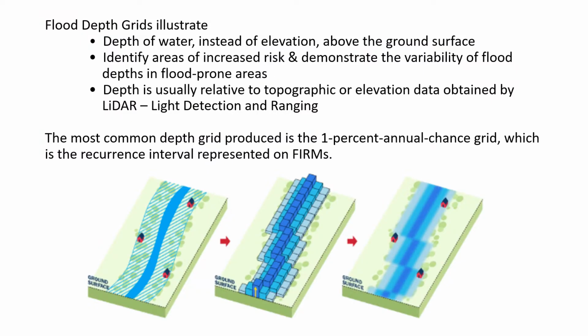Flood depth grids illustrate the depth of water instead of elevation above the ground surface. Grids identify areas of increased risk and demonstrate the variability of flood depths in flood-prone areas. Depth is usually relative to topographic or elevation data obtained by LiDAR, or light detection and ranging, collection. The most common depth grid produced is the 1% annual chance grid, which is the recurrence interval represented on FIRMs.